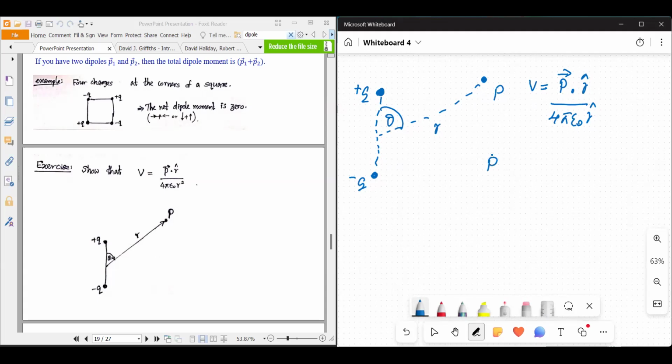We know the dipole moment is equal to q times d, and we also know how to write the potential at this point P. So previously, for the potential we obtained, when we consider a distance r that is very large compared to d, then the potential can be written as 1 over 4 pi epsilon naught, q d cos theta over r squared.